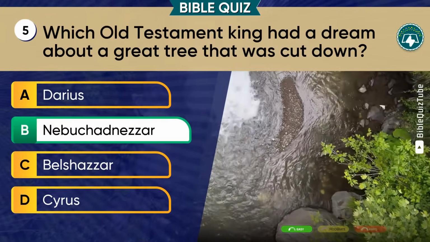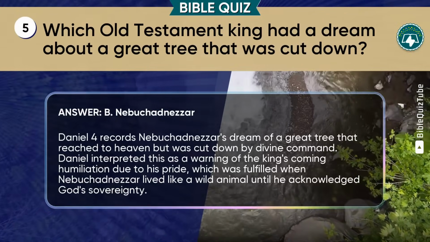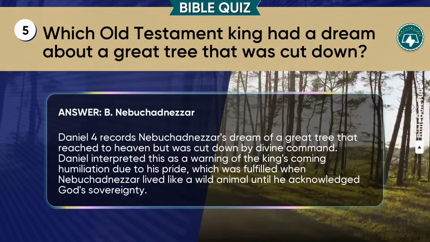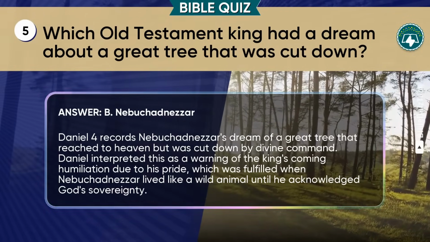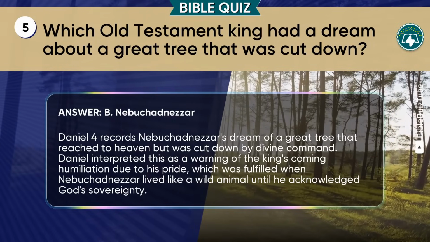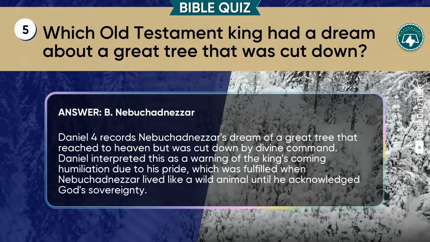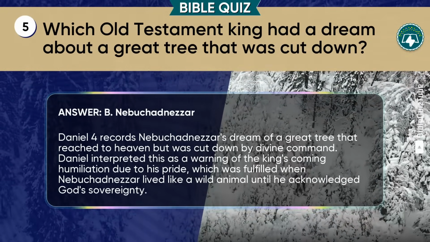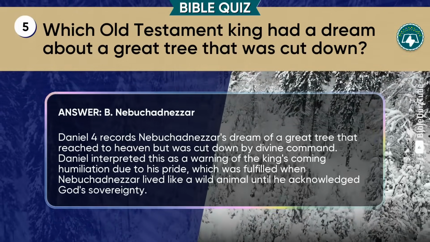Nebuchadnezzar. The explanation. Daniel 4 records Nebuchadnezzar's dream of a great tree that reached to heaven, but was cut down by divine command. Daniel interpreted this as a warning of the king's coming humiliation due to his pride, which was fulfilled when Nebuchadnezzar lived like a wild animal until he acknowledged God's sovereignty.